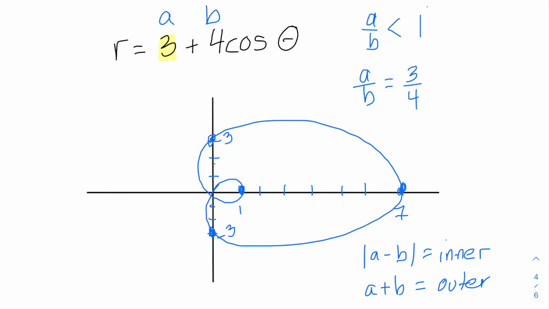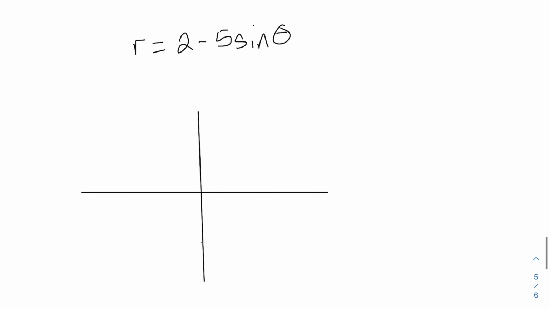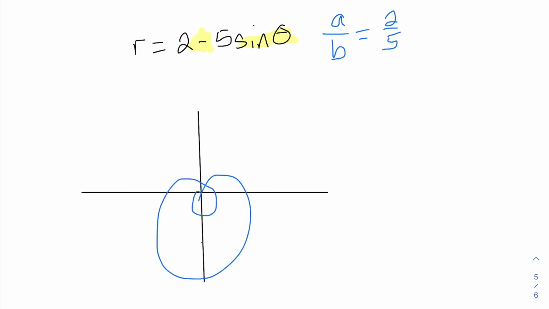Let's take a look at one more example with sine, just to make sure we're comfortable even if we change around the positives and negatives or we change around the trig function to a sine. So here we have r equals 2 minus 5 sine theta. This one I'm going to go through a little bit quicker just to make sure that we're on our toes. Here, A over B would be 2/5. So that lets me know I'm going to have that inner loop shape. And it's a negative sine function, so that lets me know the orientation will be downward along the y-axis. So we're going to have something that in general looks like this. But let's see if we can come up with more exacting values.